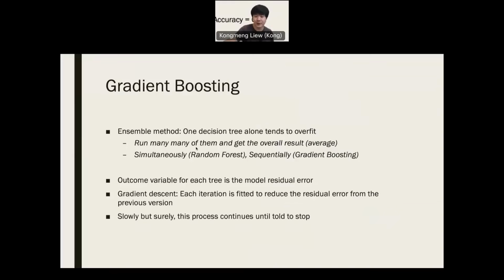And so because of that, what we want to do is use an ensemble method, which just fits many trees to look at this data set, and then we average the result. If we were to do it simultaneously, this would be known as a random forest. But personally, I prefer using it sequentially. So we call it gradient boosting. And what happens then is, for each tree, we take the residual error from the tree and put it back into the next tree, and we slowly continue this process until it's supposed to stop. So with each iteration of the decision tree, the model starts to get more and more suited to the data set.